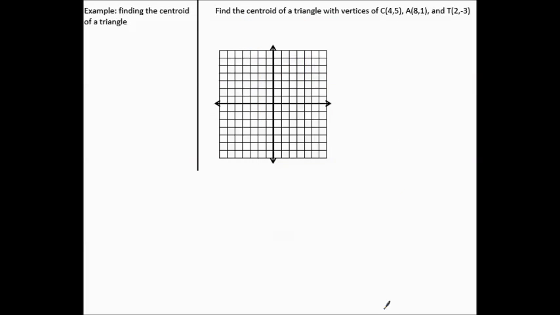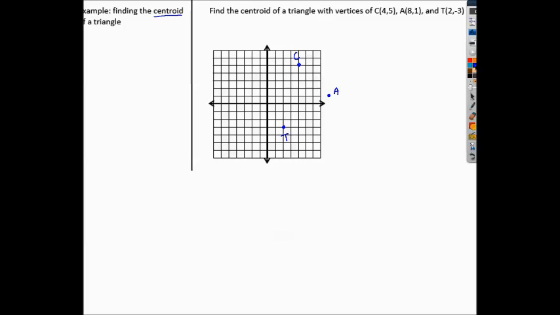So now let's use these tools for finding the midpoint to find the centroid of a triangle. So let's start by plotting our vertices. The first vertex, C, will be at 4, positive 5. A is at 8, positive 1. And T will be at 2, negative 3. So let's connect our dots.